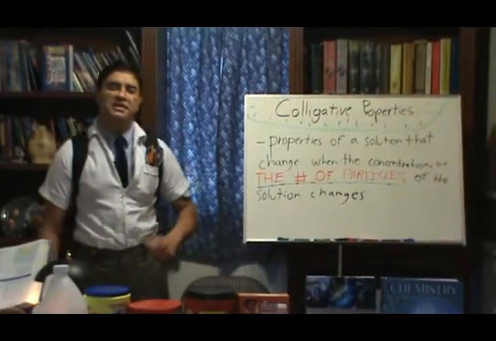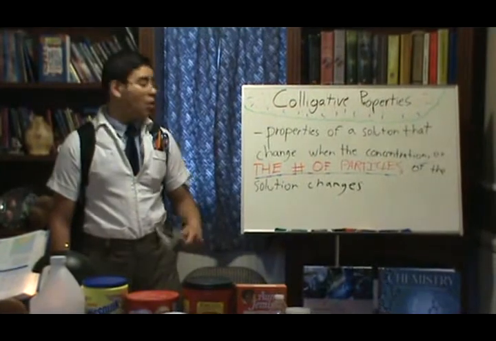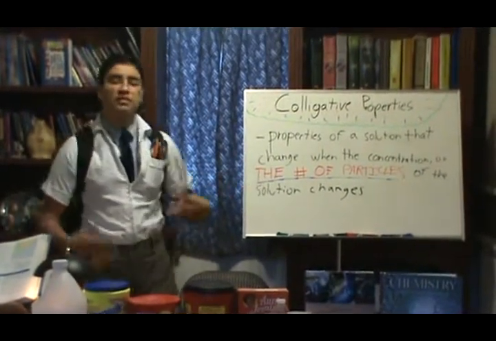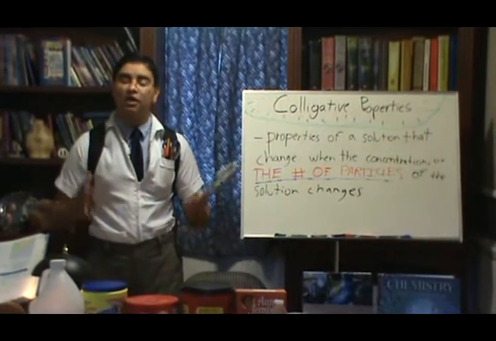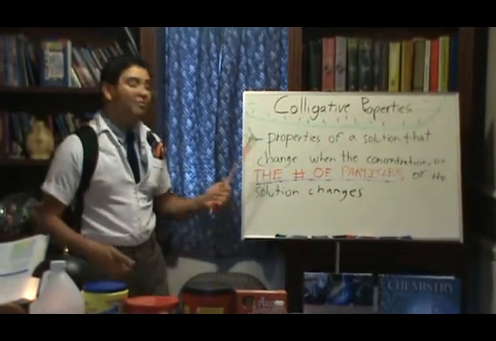Basically, colligative properties are any of the properties of the solution that change when the concentration or the number of particles of the solution changes. They depend on the number of particles dissolved in a given mass of solvent. Remember, number of particles.